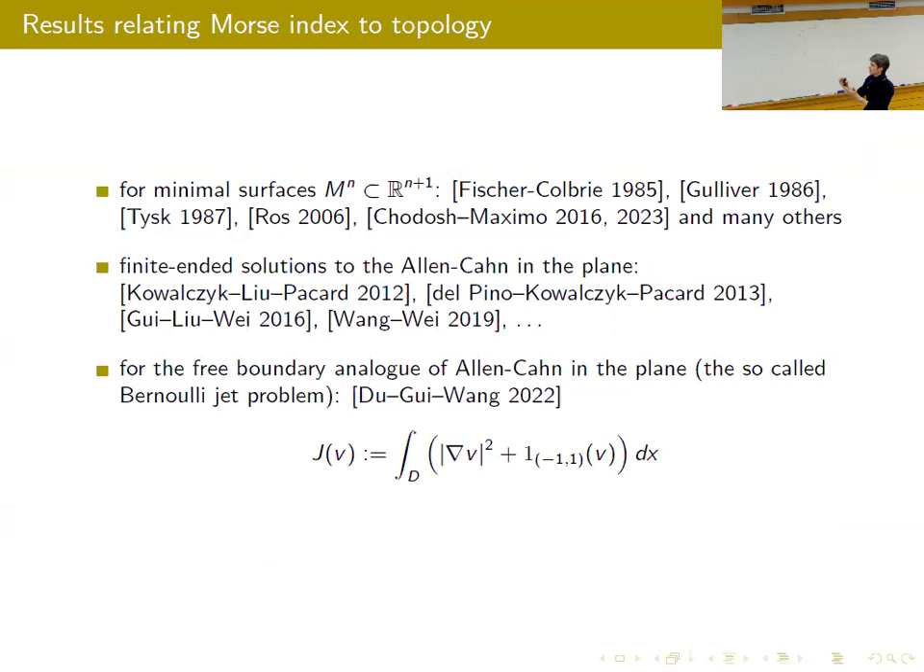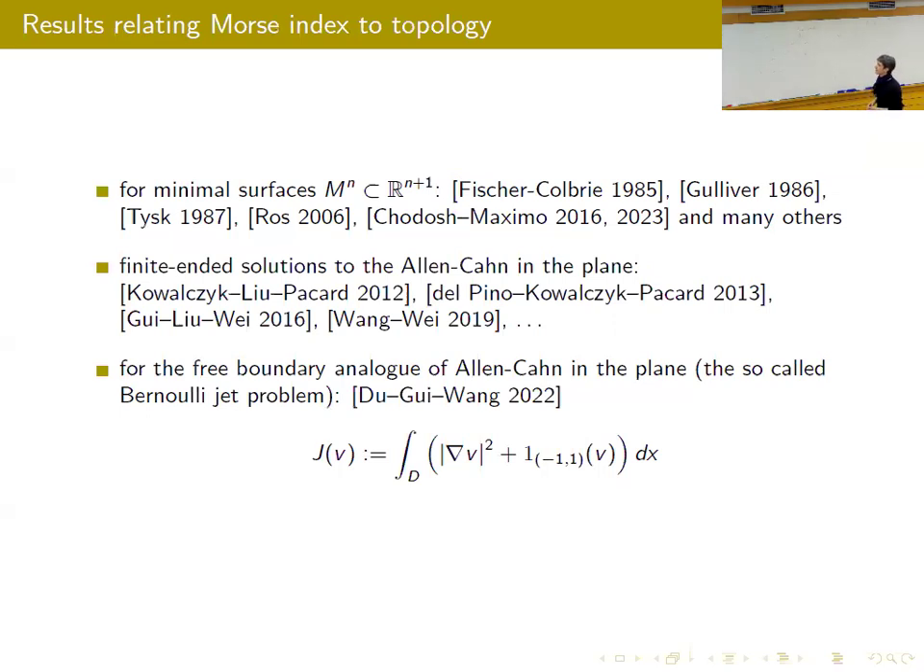Okay, well, what are some other results relating? Where does our result stand in the literature? Well, you have many results in the minimal surface literature relating Morse index to topology. The original, pioneering works of Fischer-Colbrie and Gulliver, later Ros, more recently collaborations between Chodosh and Maximo.